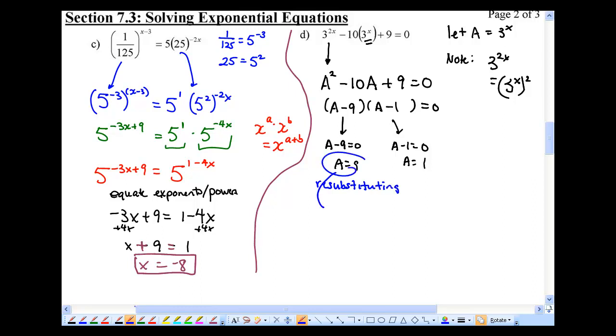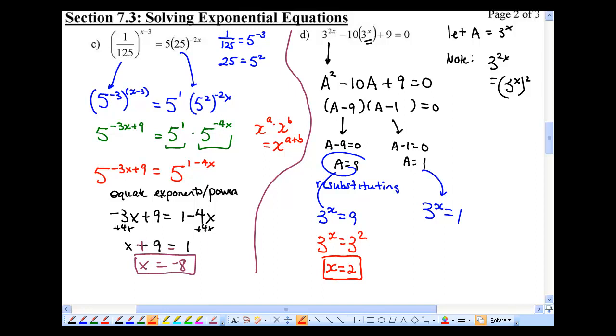We have here now 3 to the power x equals 9. We have over here 3 to the power x equals 1. Now remember, we're solving exponential equations, so how do we rewrite them with the same base? Well, 9 is the same thing as 3 squared, so in this case, that's pretty straightforward. x equals 2.